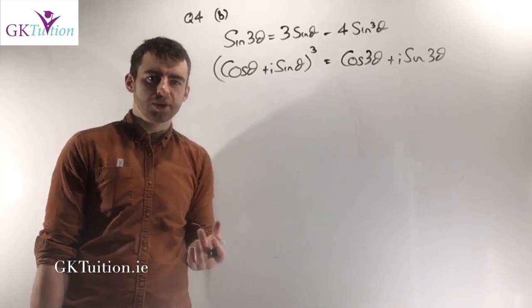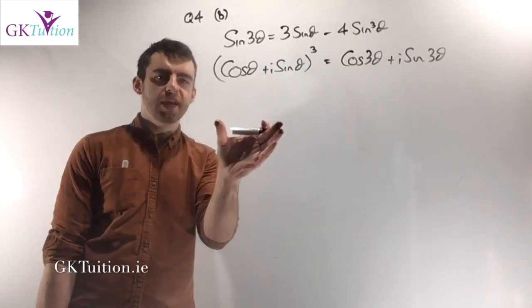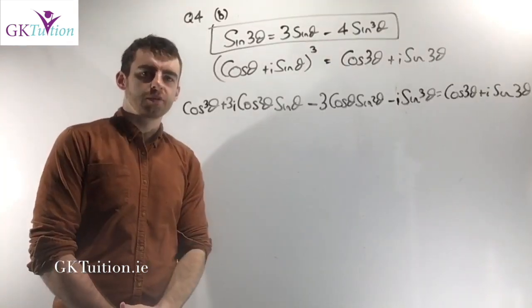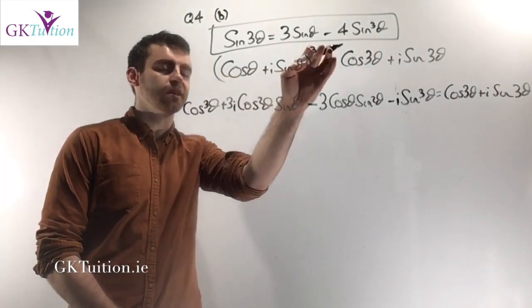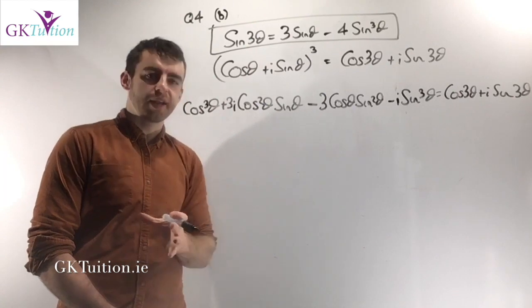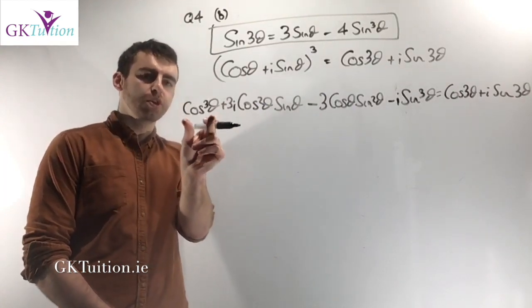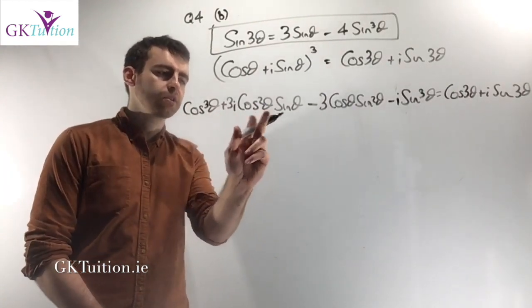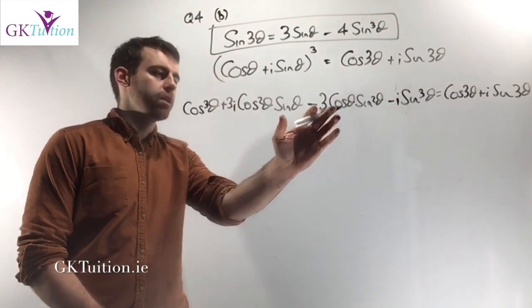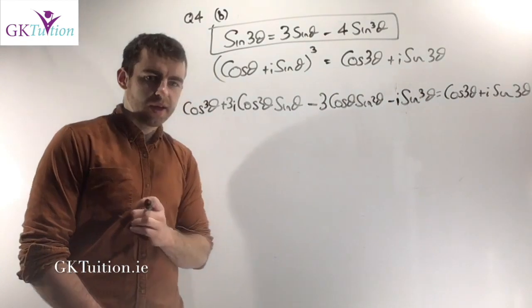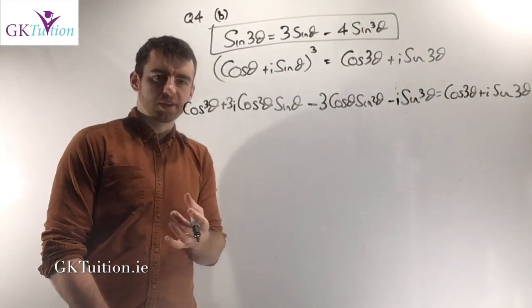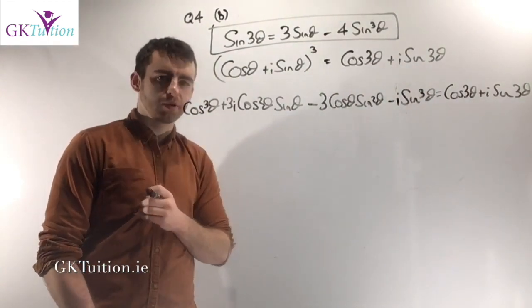Now we've done this a number of times in class, so I'm just going to give you the answer when you multiply it out. The most difficult part of this proof is in fact multiplying (cos θ plus i sin θ) to the power of 3 out. And when we do, we get cos³θ plus 3i cos²θ sin θ minus 3 cos θ sin²θ minus i sin³θ. You have that in your notes. We've done it once or twice in class, so just make sure that you're clear on where that's coming from.